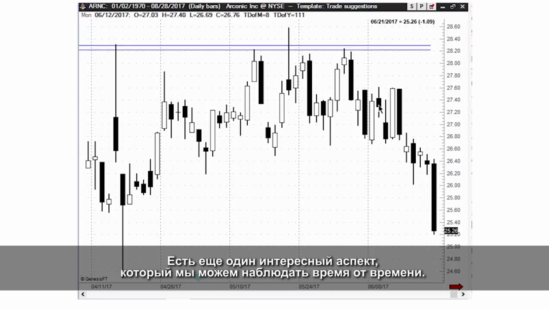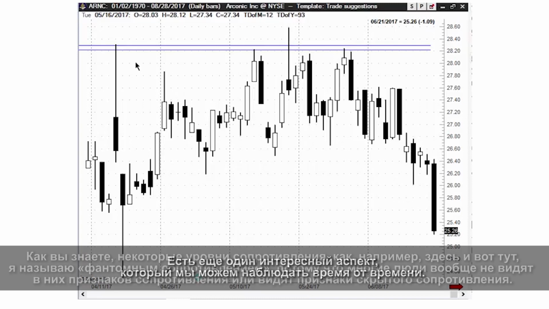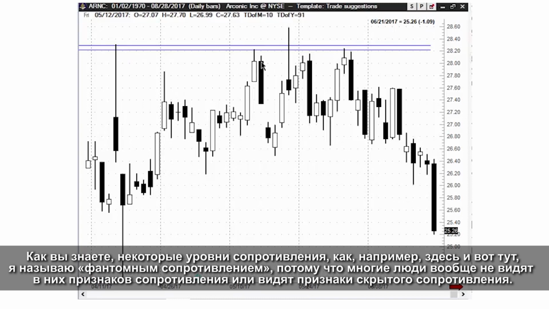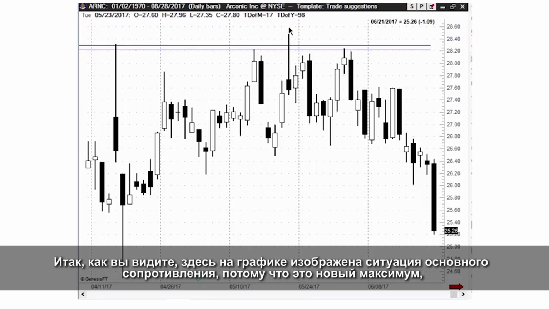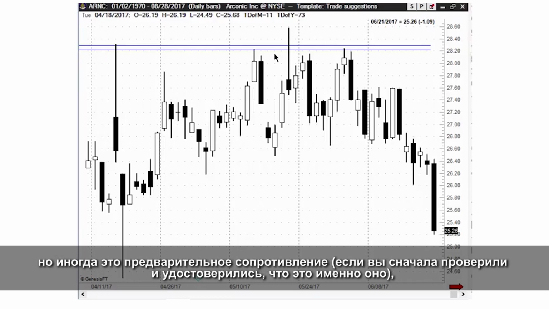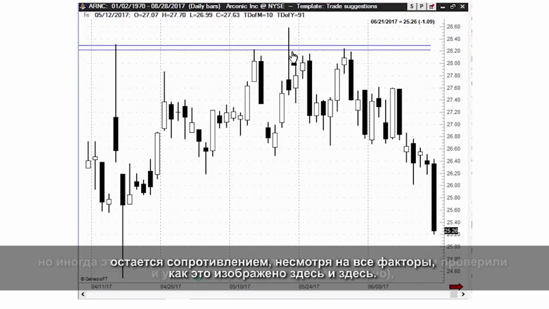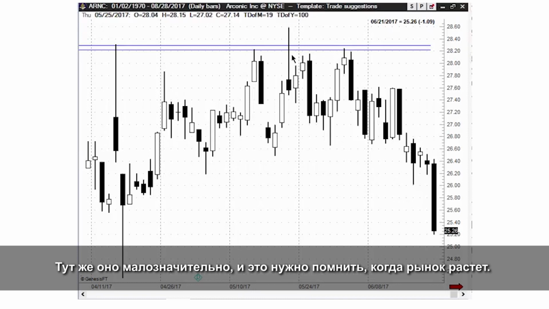Also, there's another interesting aspect that we see from time to time. Notice the resistance here and here, and I actually call this phantom resistance because it's resistance most people don't see. Or hidden resistance. Sometimes we have an emotional extreme, like the market gets up here, and what happens sometimes is the prior resistance, see, this is major resistance because it's a new high, but sometimes this prior resistance, if it's multi-tested, still becomes resistance, like over here and over here. So in this case, it's minor, but it's something to keep in mind.